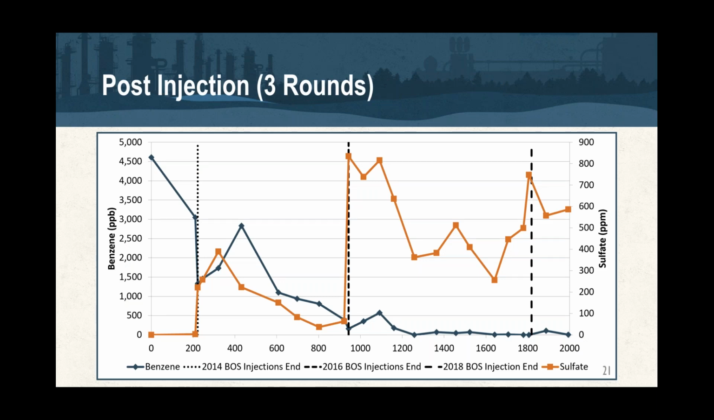And this site actually had a third injection event in 2018. And the injections are getting smaller as we go, smaller in scale. You can see here's the benzene over time. Baseline, assuming at day 0, we're out at day 2000 now with 3 injections in place in this area of the site. And so you can see the benzene concentrations north of 4,500 parts per billion have decreased down now to low ppb levels. The orange is the sulfate.